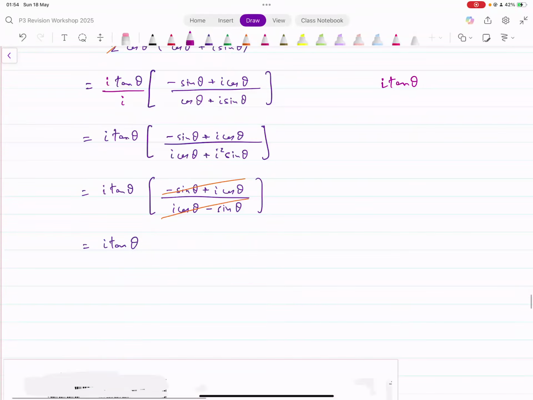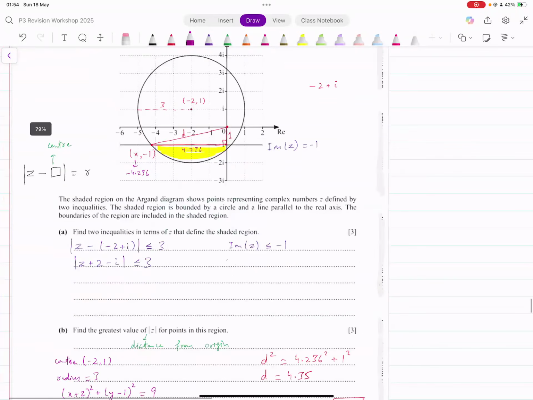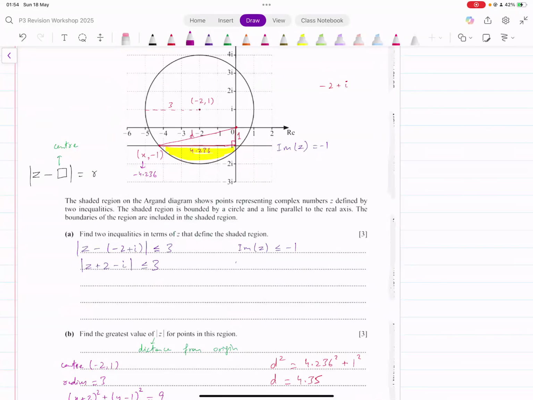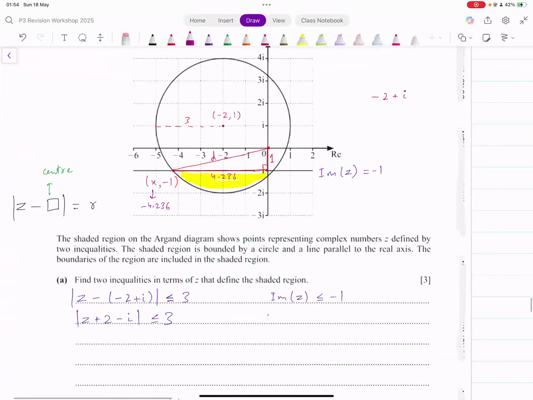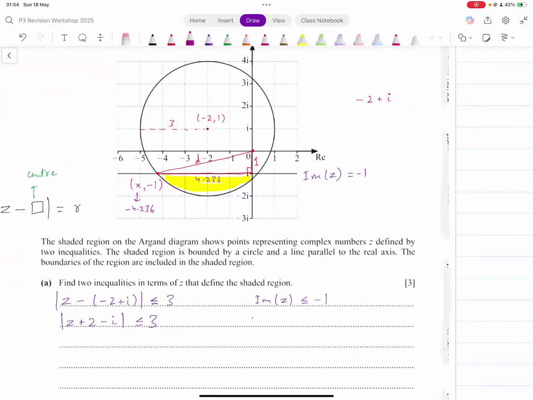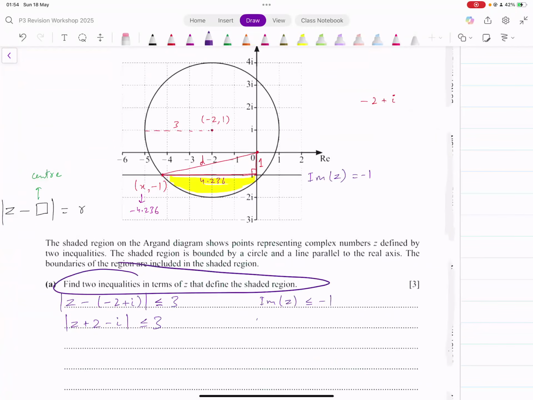Okay, let's move on. You can have a look at this working. This is another example. You draw this locus. In fact, this is the other way out. So in this case, what happens is they give you a shaded region on the diagram. This is part of the question. They give you this part shaded like this. And then they say find two inequalities in terms of z that define the shaded region. How do you do that? How do you write down two inequalities yourself?